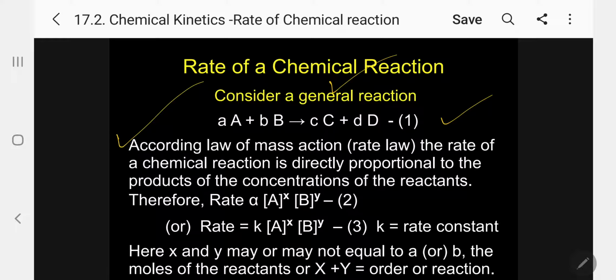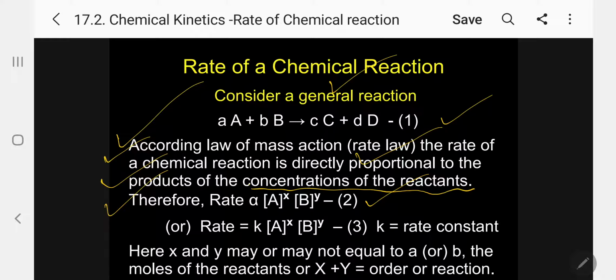According to the law of mass action, that is the rate law, the rate of a chemical reaction is directly proportional to the product of concentration of the reactants. Please follow. This we have already discussed at equilibrium. Therefore, mathematically, I can write rate is directly proportional to [A] to the power of x and [B] to the power of y. That is equation 2.